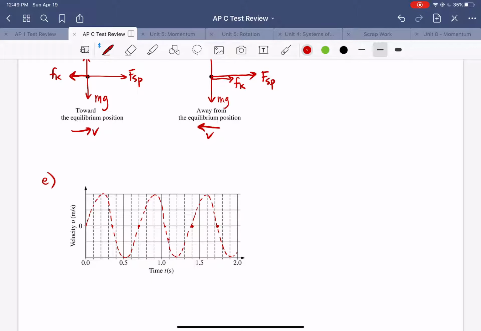So how is friction going to change this graph? Friction is going to cause the block to gradually slow down and eventually stop. So what's going to happen is the amplitude of this sine wave is going to gradually get smaller and smaller. So I could draw something like this. So notice the amplitude gets smaller and smaller over time, and if this continued long enough, the graph would eventually become a horizontal line and the block would come to a stop.